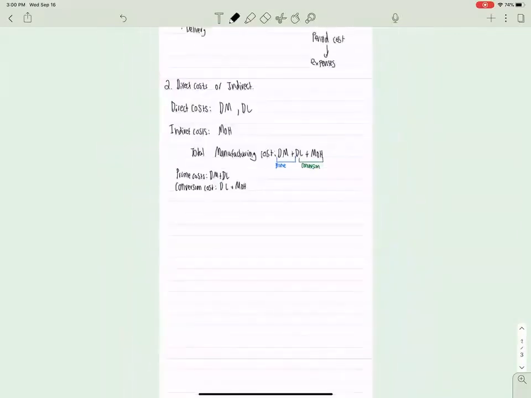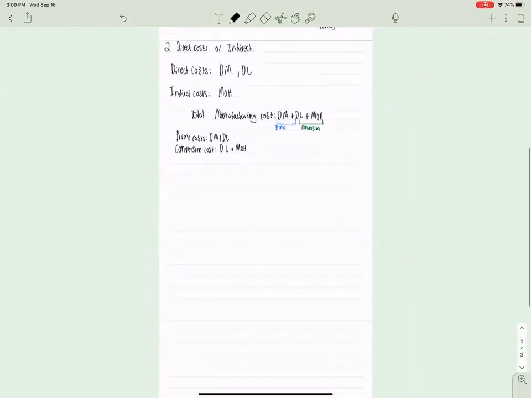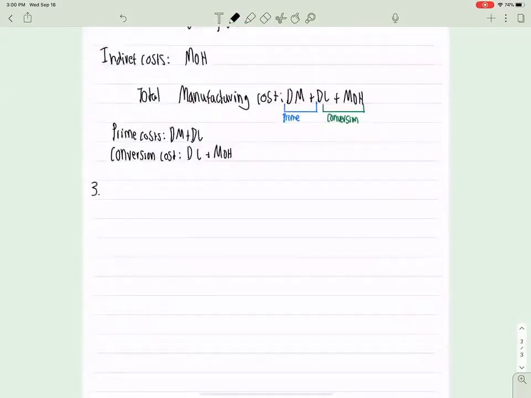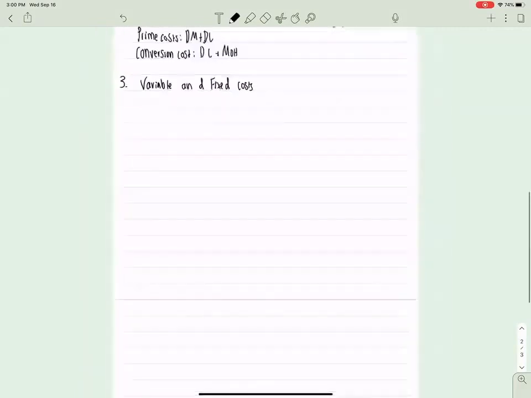The next way we classify costs, guys, and I guarantee you know this, is variable costs and fixed costs. So let's go to the next way we classify costs. Third way, variable and fixed costs. Now guys, when we're doing variable and fixed costs, I'm sure you already know what it is to some degree. So let's go over variable costs first.